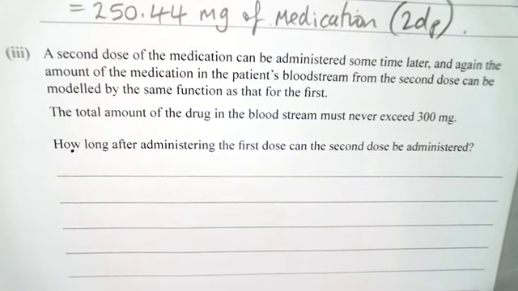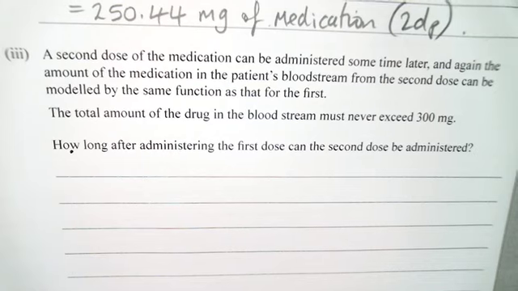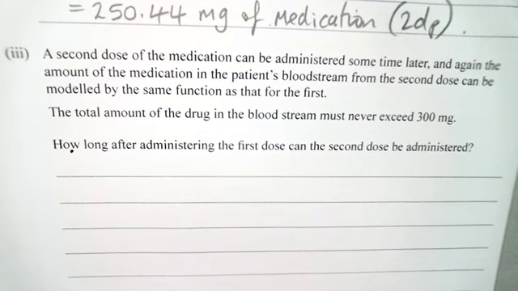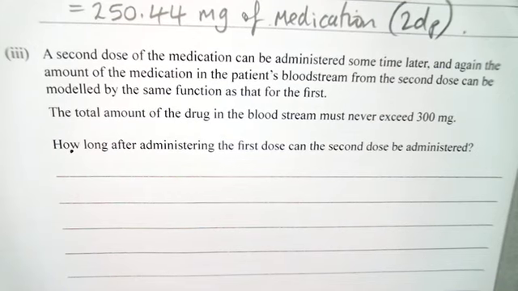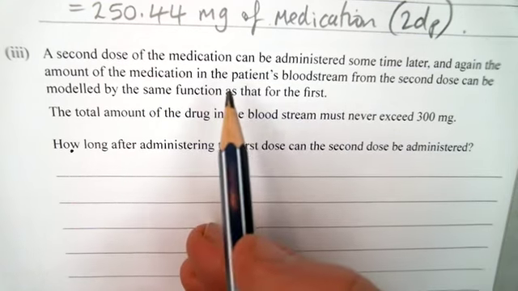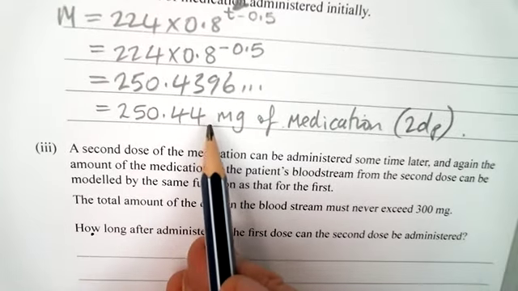Okay, the third part of question 3C for the 2014 Algebra exam for NCEA 2, end of year, says a second dose of the medication can be administered sometime later. And again, the amount of medication in the patient's bloodstream from the second dose can be modeled by the same function as that for the first. So where are we?